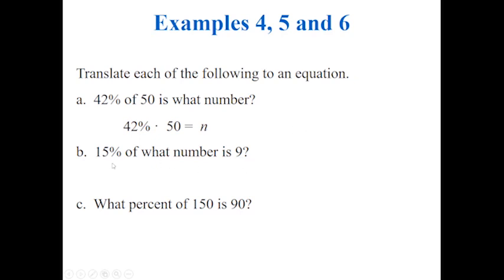B, 15% of what number is 9? Sorry, I said 6, it's 9. Upside down dyslexia. Sure, 15% times n equals 9. Of is multiply. What number is n? Is equals. Everything else, the 15% and the 9 carry through.